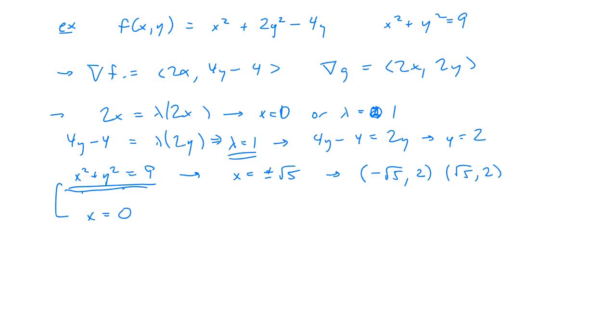Okay. So the other possibility is x equals 0, which doesn't do anything for the first one, but for the x squared plus y squared, what does it give me for y? Right, so y equals plus or minus 3. And therefore it gives us the points (0, -3) and (0, 3).